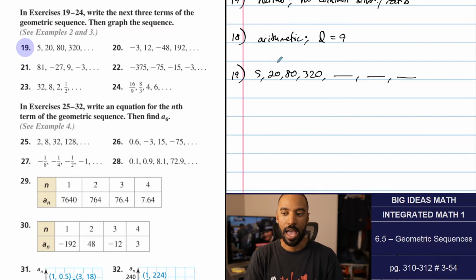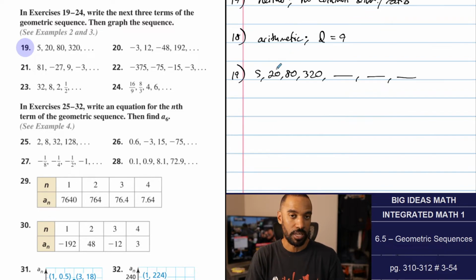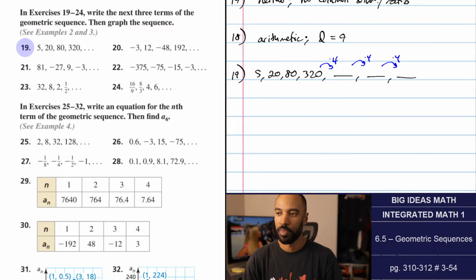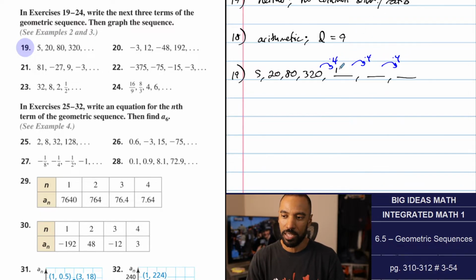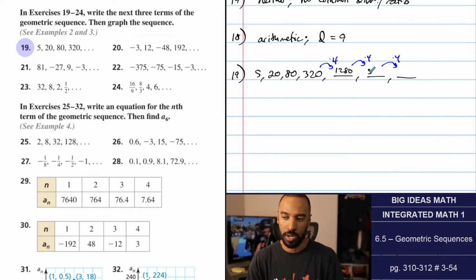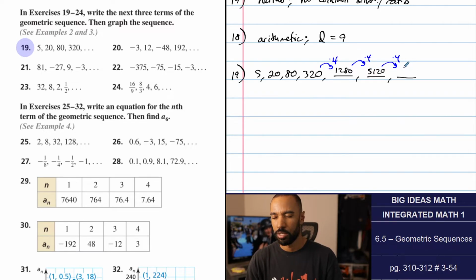For me, I like to say 5 times what is 20. That's pretty easy. That's 4. So if the common ratio is 4, then we have to multiply by 4 from one term to the next recursively to get the next 3 here. 320 times 4 is 1280. 1280 times 4 is, I might have to whip out the calculator for some of these, 5120, I think. And 5,120 times 4 is 20,480. Let's hope those are right.